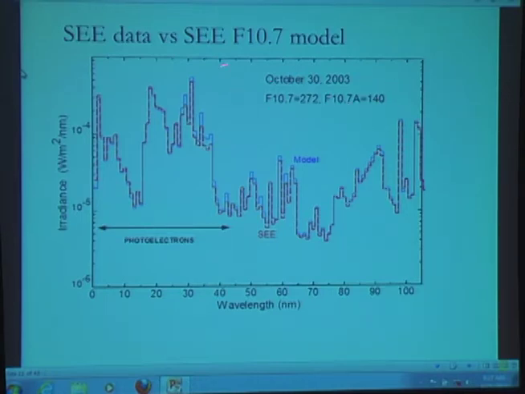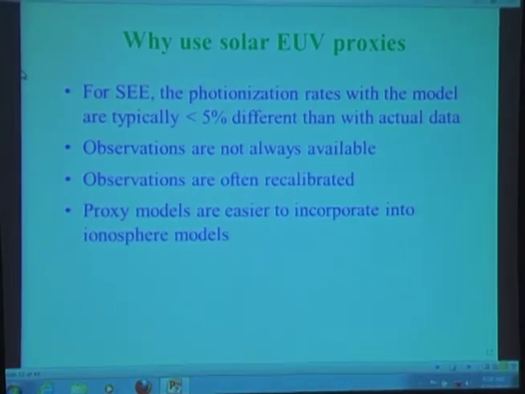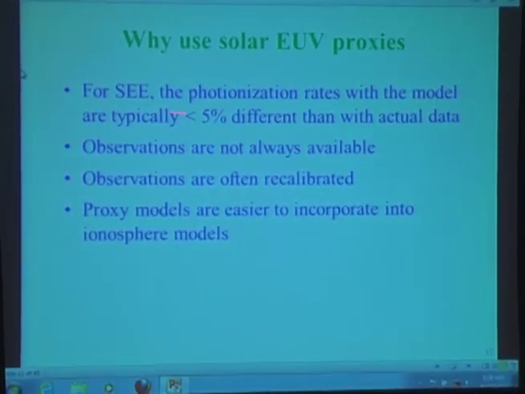This is the Halloween period where the daily F10.7 shot up to 272, but the 81-day average around there was only 140. So this is a really extreme case. And the maximum differences are around 50%, typically less than that. But the thing that ionospheric modelers are interested in is what's the photoionization rate? And that you have to get by folding the solar flux with the cross sections. When you do that, even though some wavelengths have large differences, you're typically talking about only about a 5% difference between the C model and the C data, even for that extreme case.